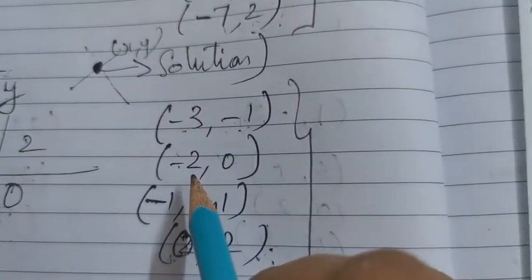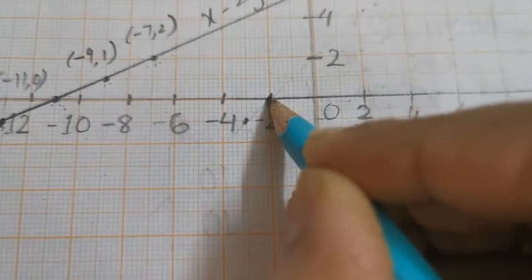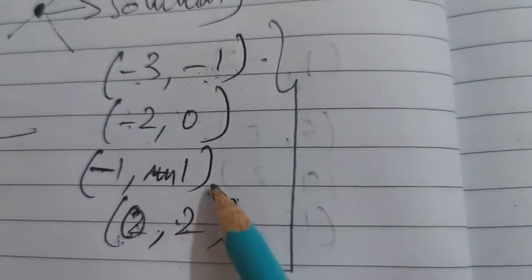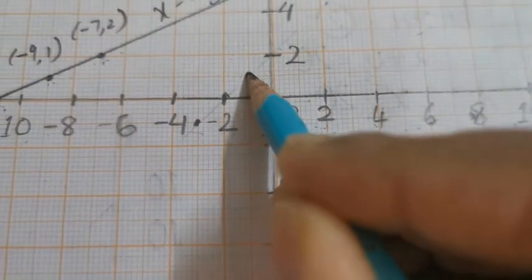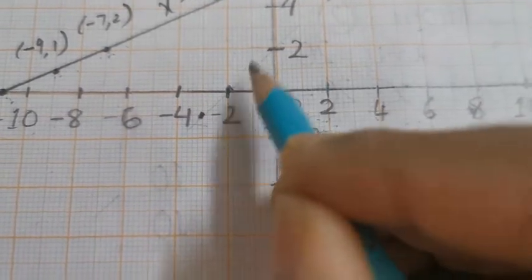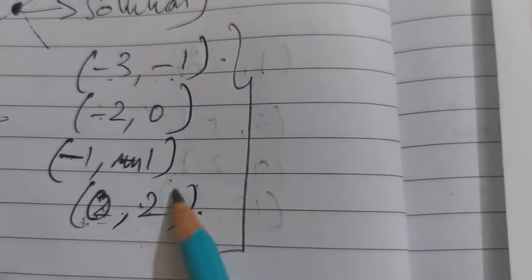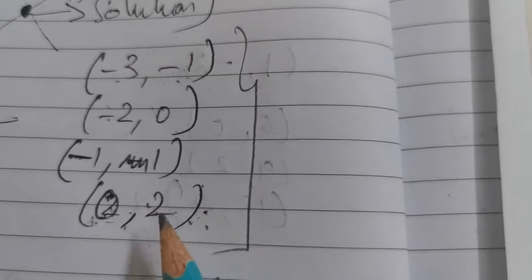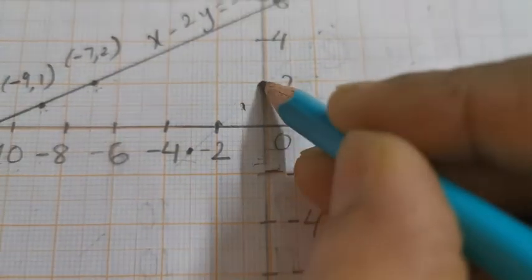Next I have x as minus 2 and y as 0. So I mark it here. The next one is minus 1, 1. I have minus 1 here and 1 here, which will meet here. Minus 1 is the middle line and 1 is the middle line between 0 and 2. So this is my third point. And the last point is 0, 2. When x is 0, y is 2. The particular point will lie on the y-axis. So 0, 2. Now this is my point.